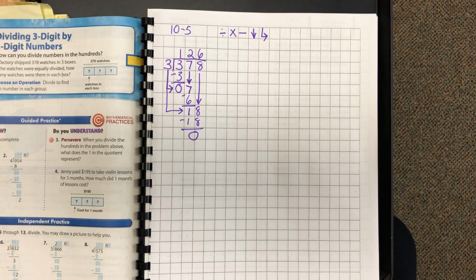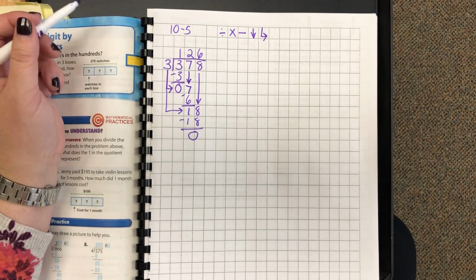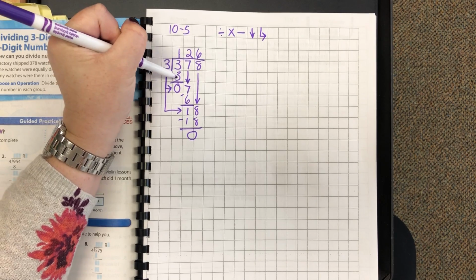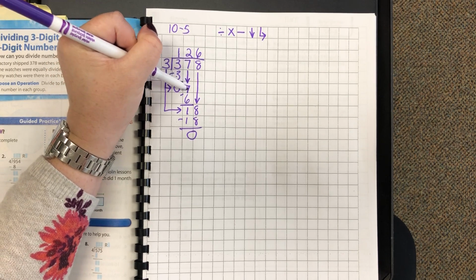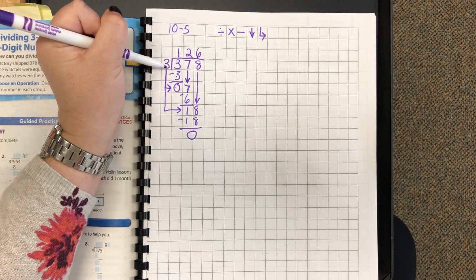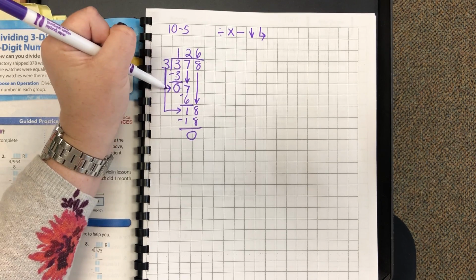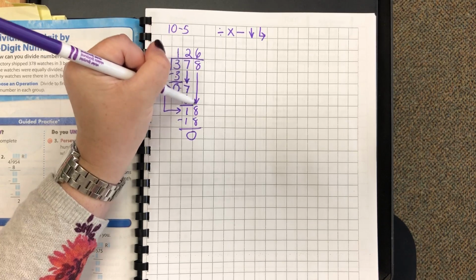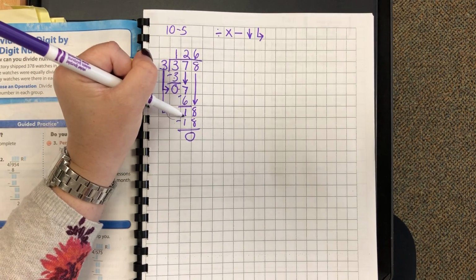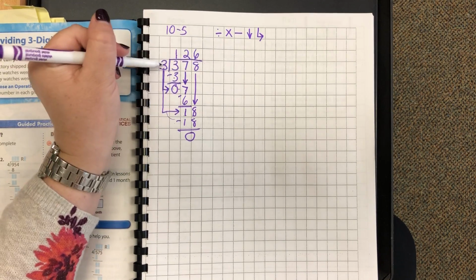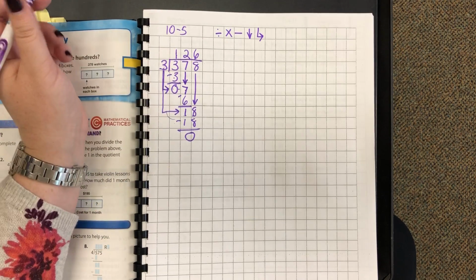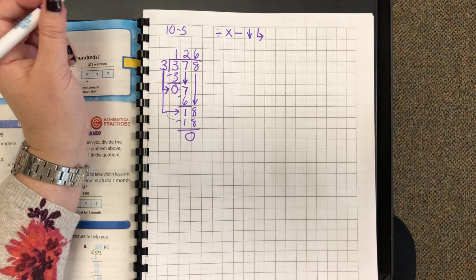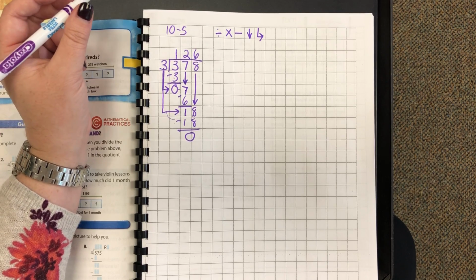So this is the exact same steps. Divide, multiply, then subtract, bring it on down, bring it on back. Divide, multiply, then subtract, bring it on down, bring it on back. Divide, multiply, subtract, we're done. So all it is doing is doing it one more time.